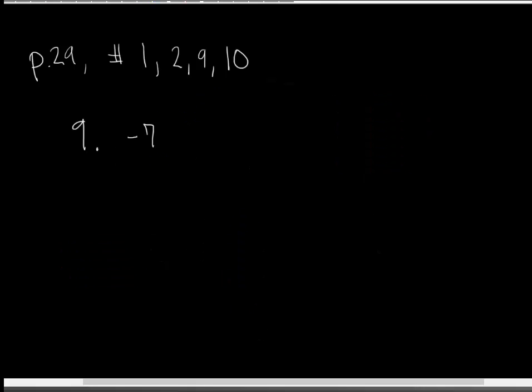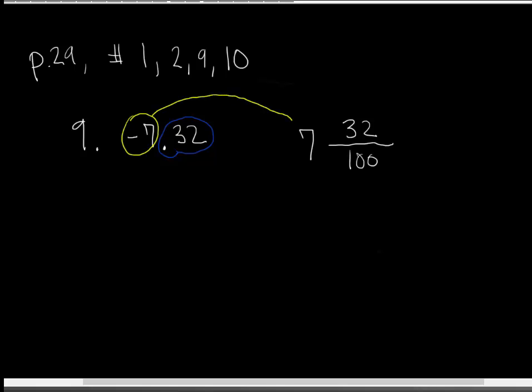So here for number 9, we've got negative 7.32. Now the trick to this is to recognize the proper way to say 0.32 is 32 hundredths. So I'm going to come over here and say 32 hundredths. And I'm going to bring my 7 right out front. Just like in the last problem, the leading number is going to be the same. It's only the fractional portion that we're converting. And of course, since it was negative 7, I've got to bring a negative 7 over here.